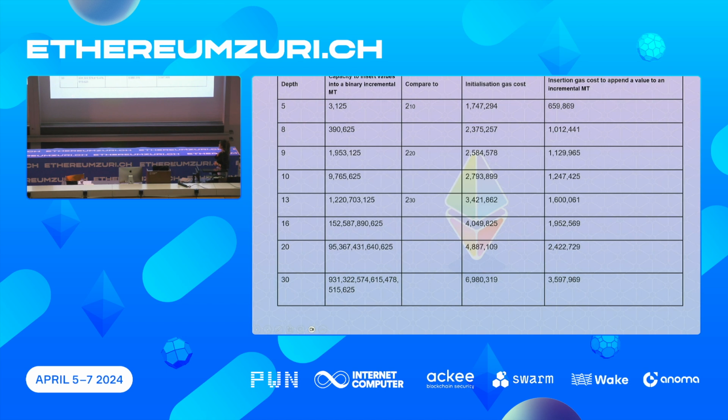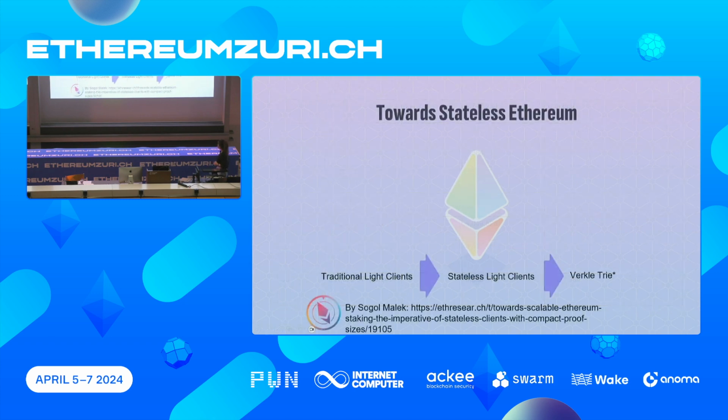This table shows a little overview of the costs of this type of snark, to give you some sense of how much the gas costs are when you have the capacity to insert values into the binary incremental Merkle trees. So we are moving towards stateless Ethereum, from traditional light clients to stateless light clients and to virtualized ones. I recently published an article on Ethereum Research. If you'd like to check it out, I discuss it in more detail.